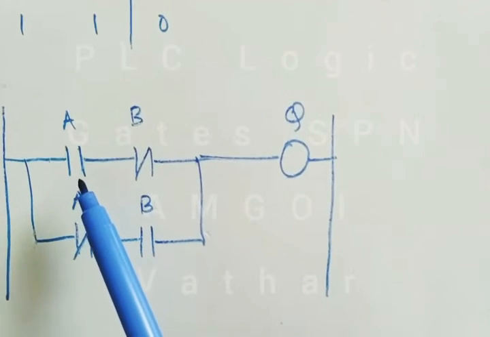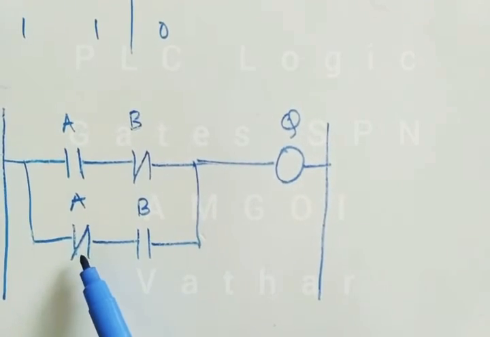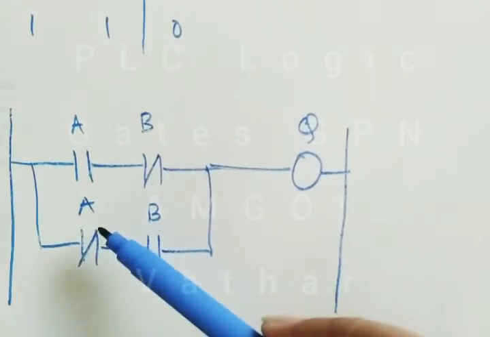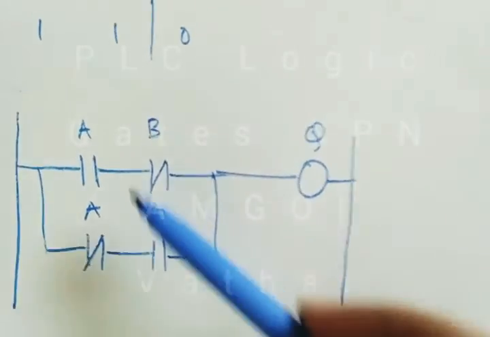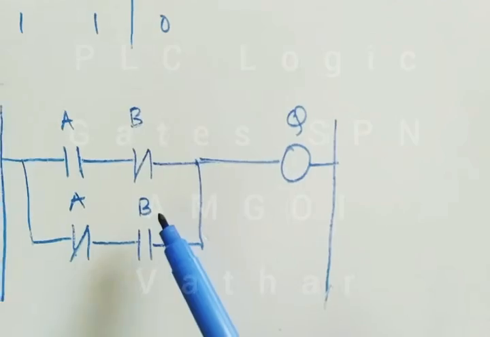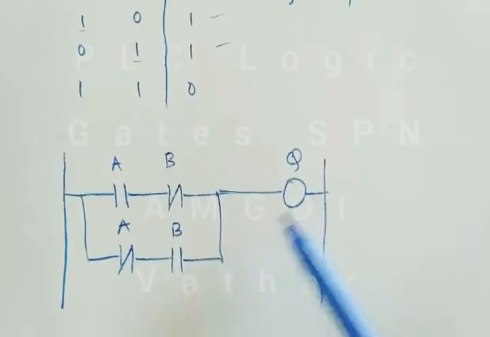Here we can see that there are four different symbols: normally open, normally closed, normally open, normally closed. But their addressing or their labels are only two, A and B. Thus, there are only two inputs, A and B, as shown in the truth table, and only one output Q.